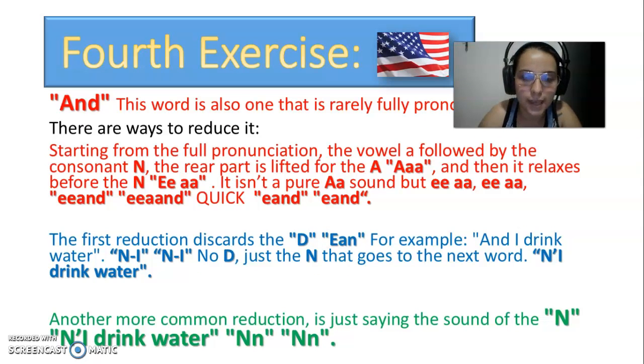Fourth exercise. "And". This word is also one that is rarely fully pronounced. There are ways to reduce it, starting from the full pronunciation. The vowel followed by the consonant N, the tongue is lifted for the A, and then it releases before the D. It isn't a pure A sound, but Ea, and.